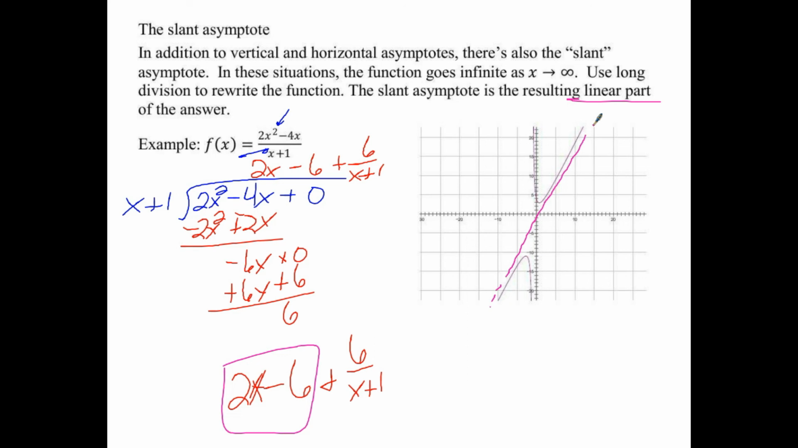Why do we not count the 6 over x plus 1? It's not that we're not counting it. It's just that this linear part right here is the equation for the slant asymptote. Okay? The remainder part would be in charge when x is small. So this interesting stuff that's happening here and here is what would be in charge when x is small. But when x becomes large, then the slant asymptote takes over. Okay? So that's it for this section.